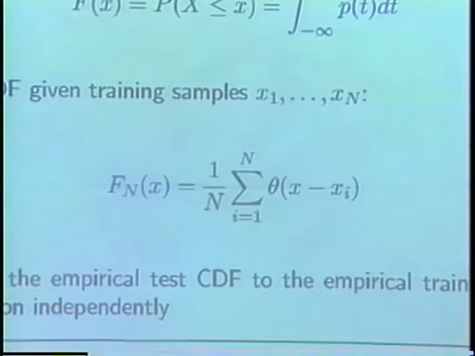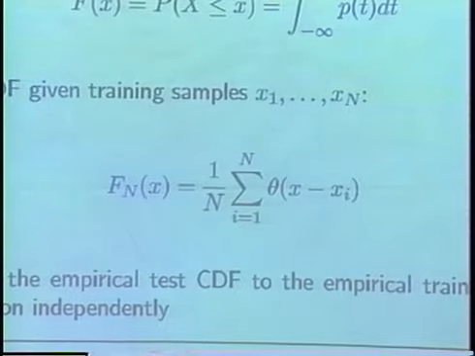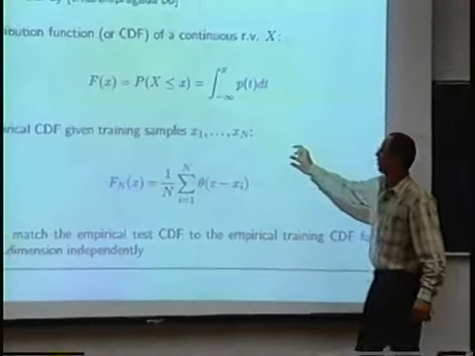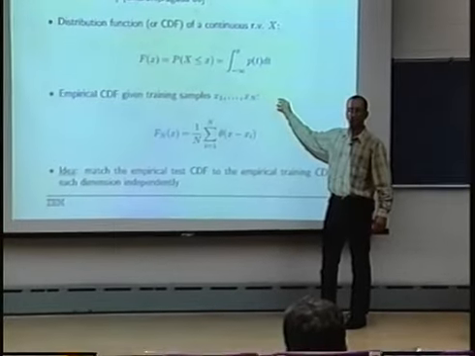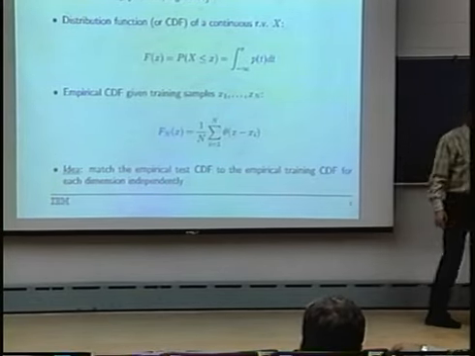So I wish I could draw somewhere. Basically, if you have the CDF of a random variable like here, every time you encounter a sample, you take a step of 1 over N on the ordinate axis, okay?